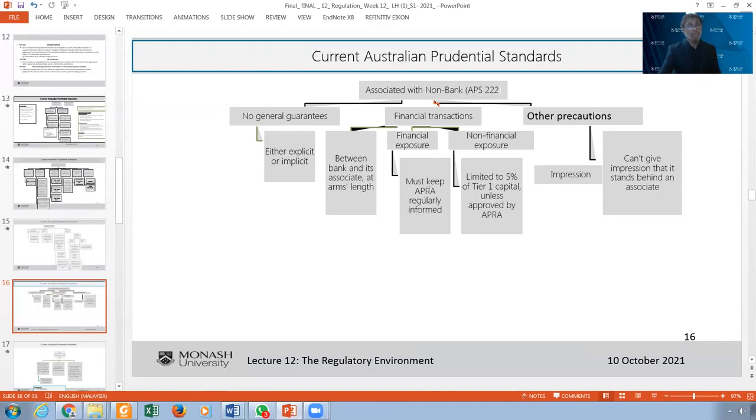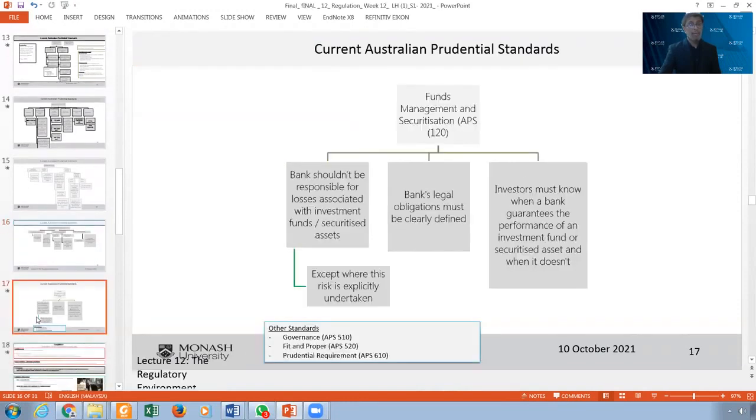Must have, for the financial exposure, you must keep EBRA, the regulator, informed if you have any financial exposure with your associates. And if there is no financial exposure, it has to be 5% of your Tier 1 capital. Now, you always have to eliminate this impression that this associate belongs to the bank. It doesn't belong to the bank.